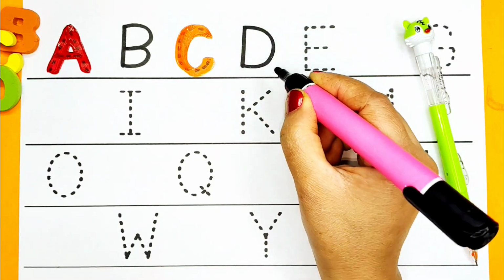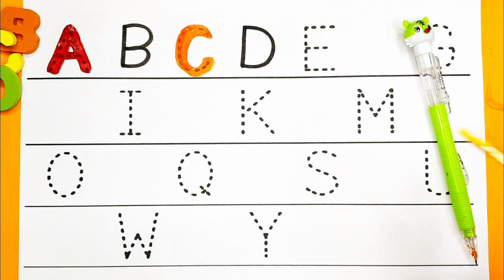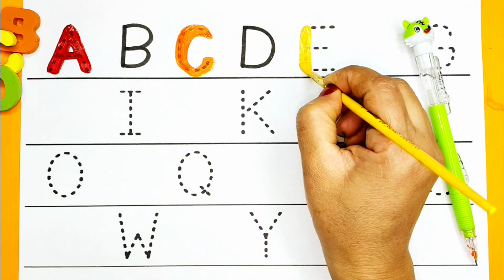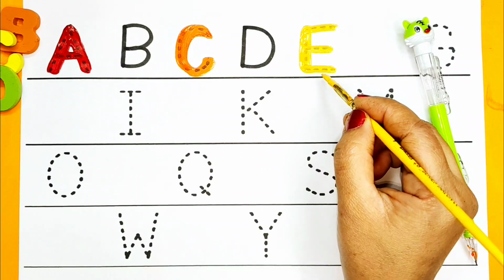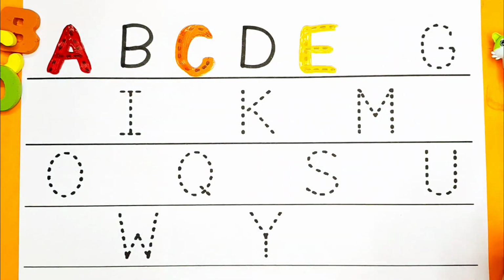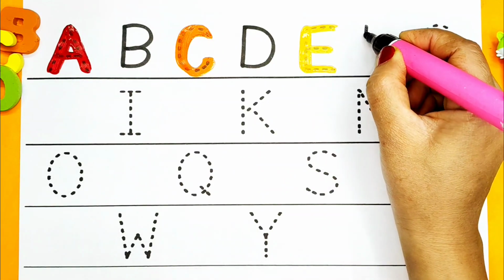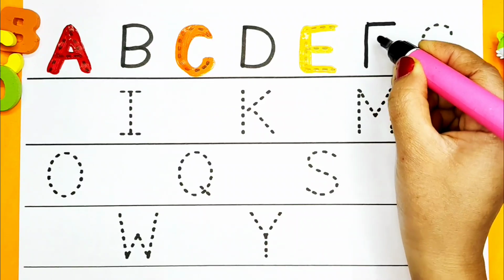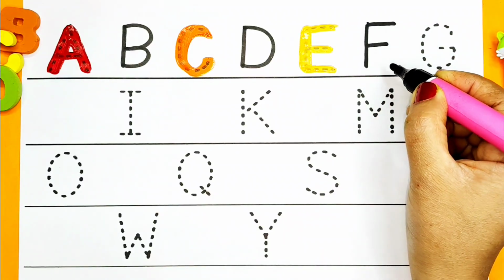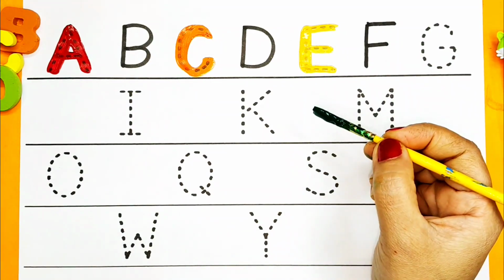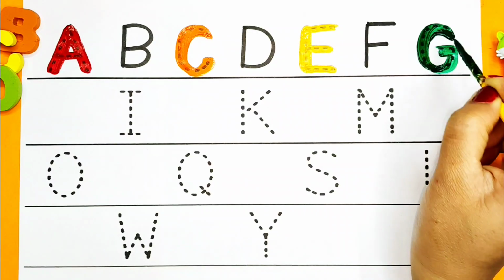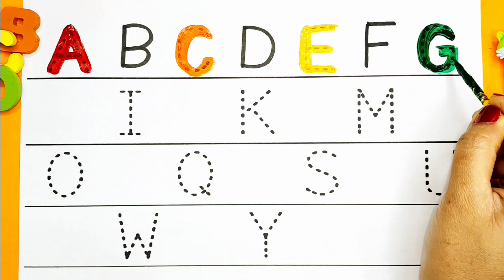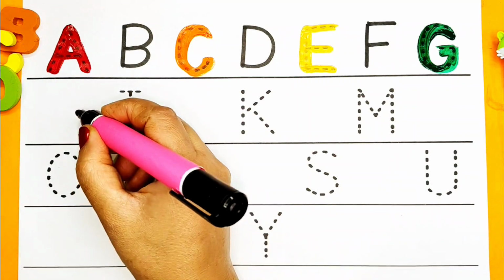D for doctor. Yellow color. E for elephant. Missing letter. F for frog. Dark green color. G for goat. Missing letter.